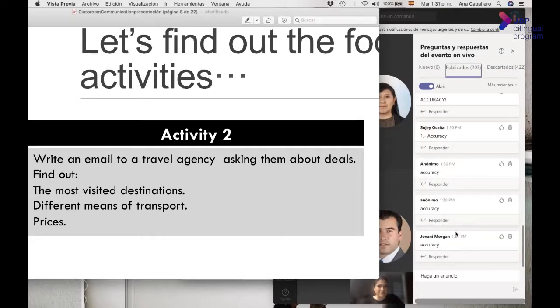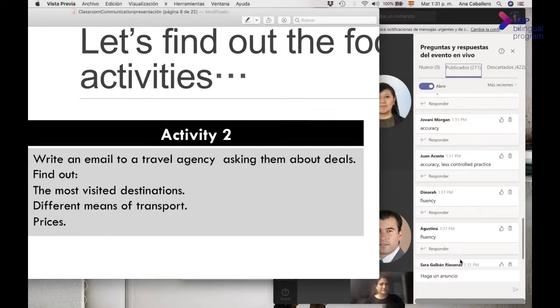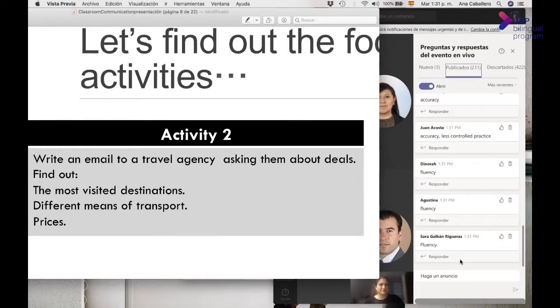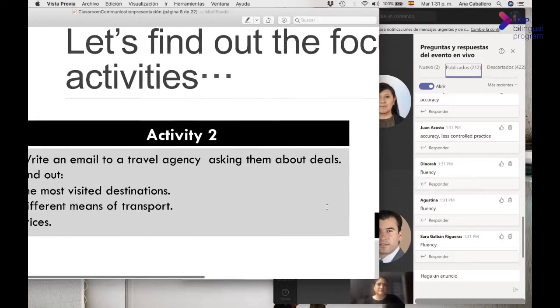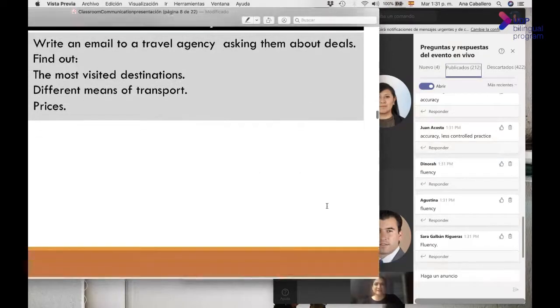Accuracy, accuracy. This is for activity 2, right? Giovanni and Anonimo. Accuracy, less controlled practice. Let's see. I'm going to wait for 5 more people to answer so I can give you the answer. Fluency, Dinora. Fluency, fluency. Okay. Let's see. Are you ready?